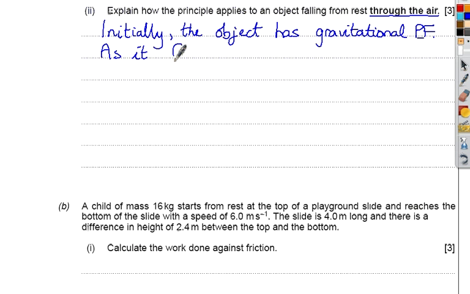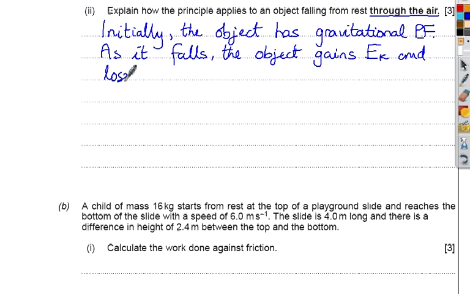As it falls, the object gains kinetic energy and loses potential energy, or gravitational potential energy.